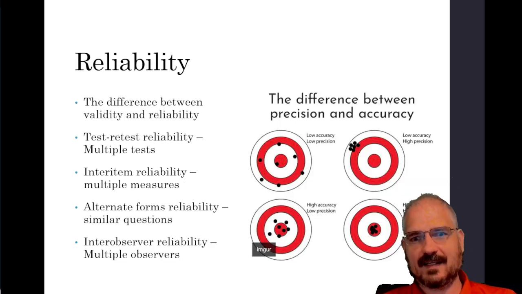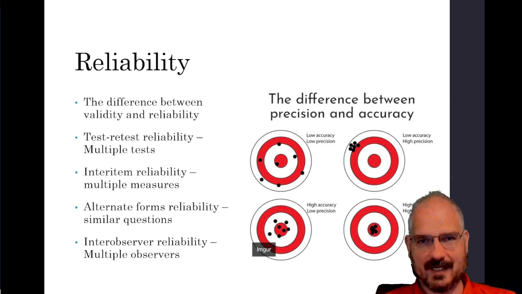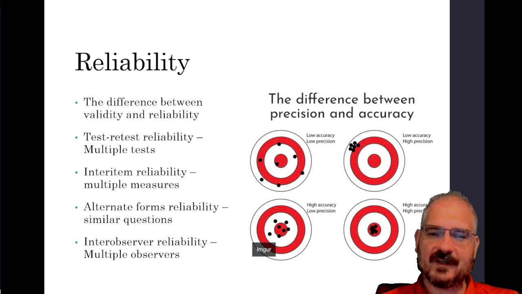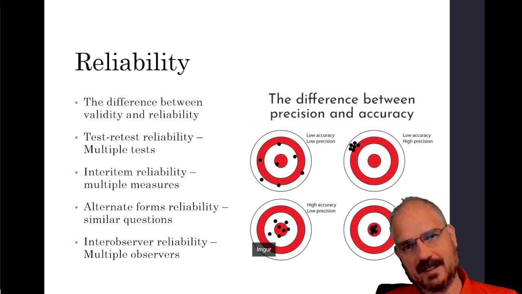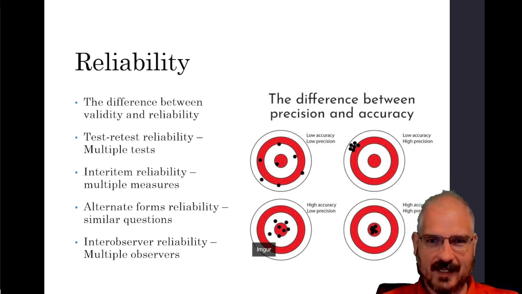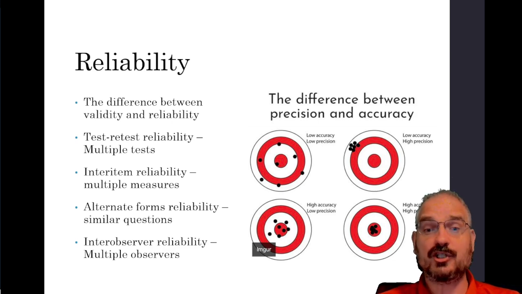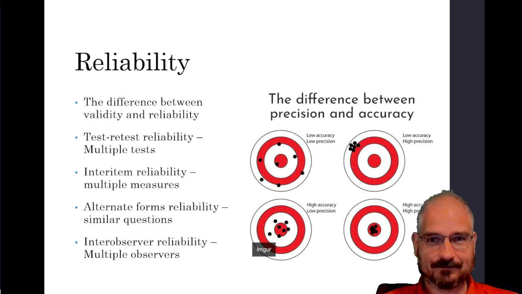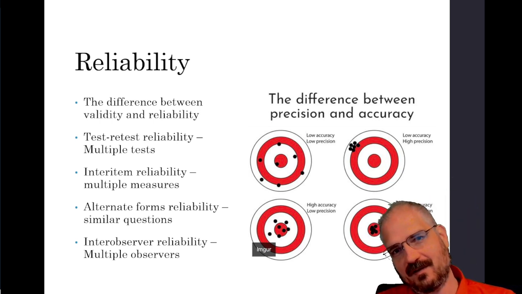Now, the last thing we're going to talk about in this section is reliability. There's a difference between validity and reliability, and it's very similar to the difference between accuracy and precision. In my off time, when I'm not creating these wonderful video lectures for all of you out there in internet land, I like to do archery, where I take a bow and arrow and shoot an arrow at a target. High accuracy means I'm getting close to the middle of the target. Low accuracy means I'm not getting close to the middle of the target.